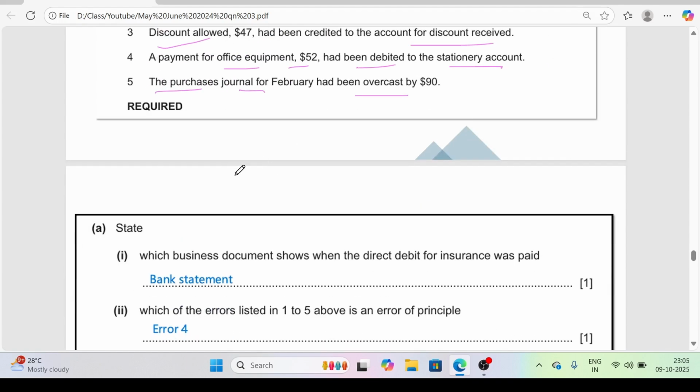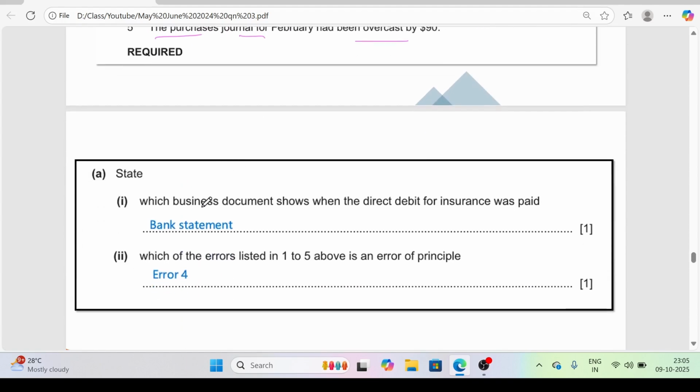Before that, they had asked: state which business document shows when the direct debit for insurance was paid. So insurance paid will be in the bank statement. You know the business documents, right? First will be invoices, debit note, credit note, and statement of account. These are the four main documents. In this, direct debit means the money directly debited from the bank for the insurance amount. So it will be in the bank statement.